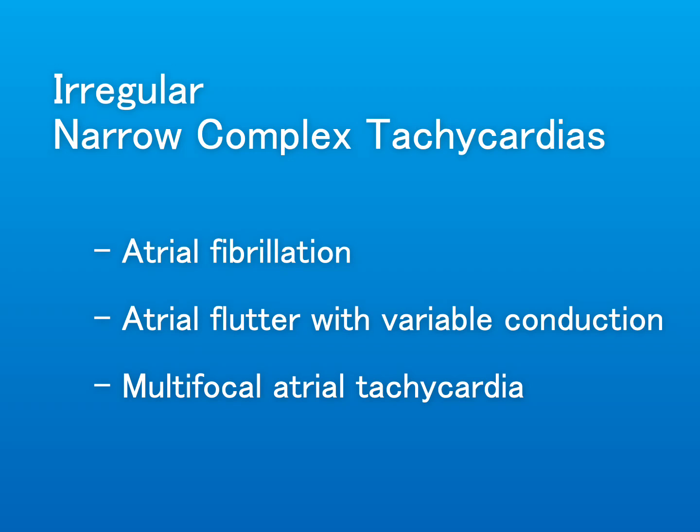So now we have the other possibility, the irregular narrow complex tachycardias. So we'll look at the options. The first one and the most common is atrial fibrillation. So chaotic atrial activity with no discernible P waves. In AF, it's considered that multiple waves or wavelets of depolarization are competing with one another to activate the atrium.